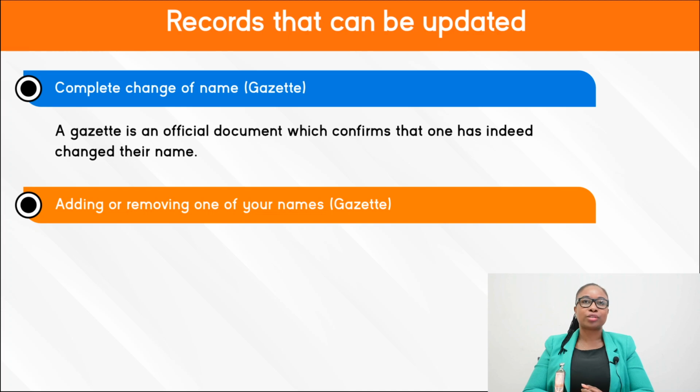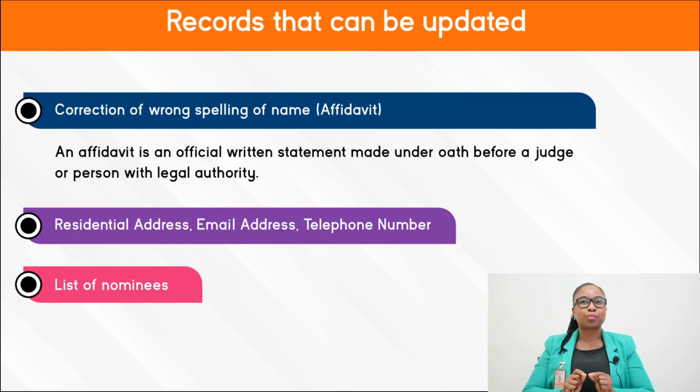Again, the records you can update are the wrong spelling of your name. If you have experienced your name being spelled wrongly, all you need is an affidavit. An affidavit is an official written statement made under an oath before a judge or a person with legal authority. You can also update your residential address, your email address, and telephone number. The last on the list of updates is your list of nominees.